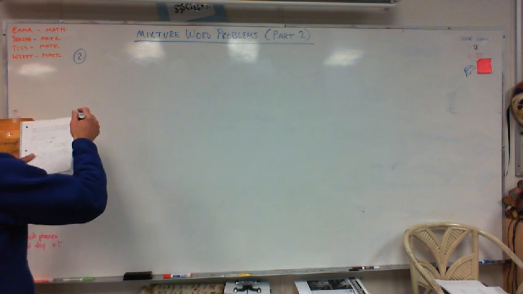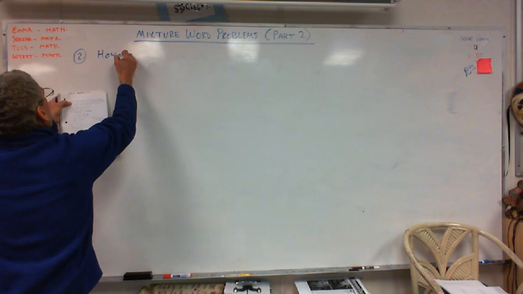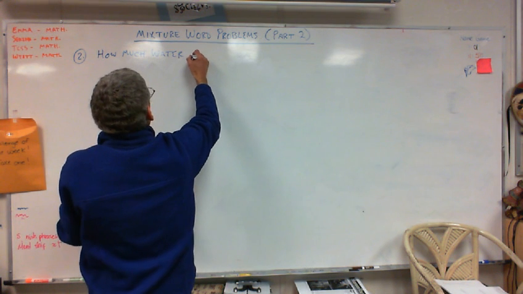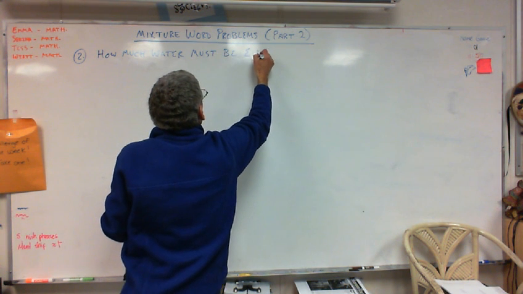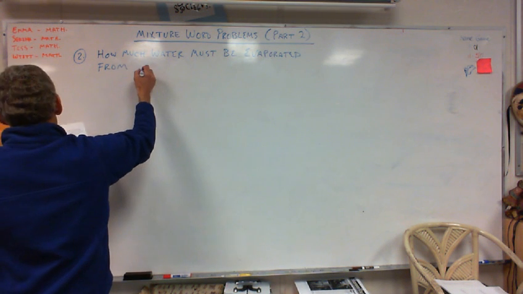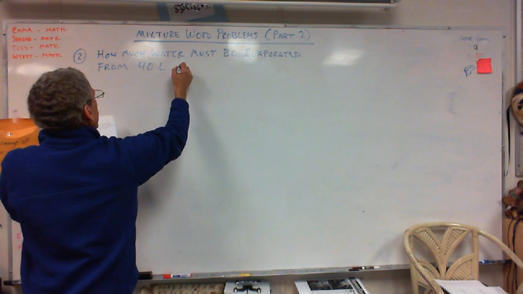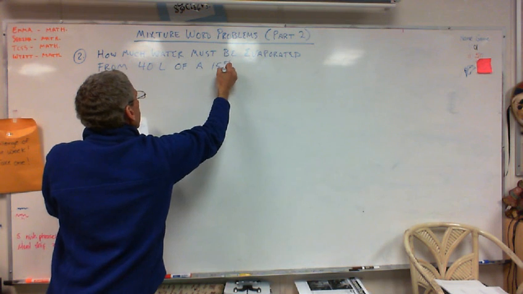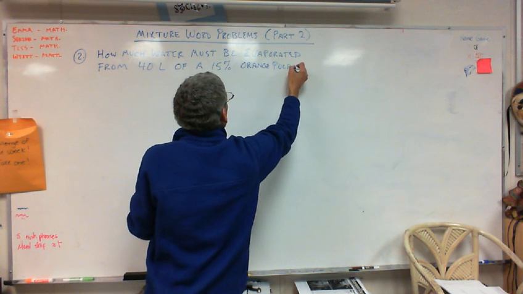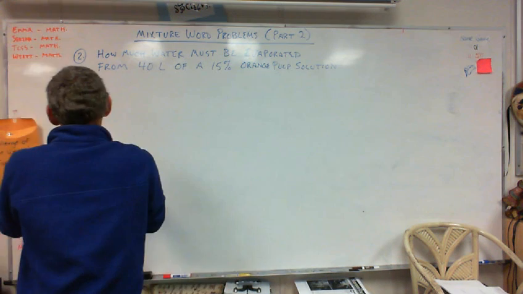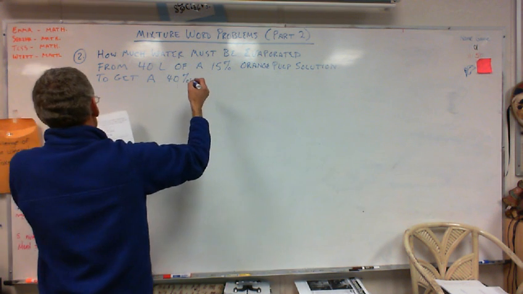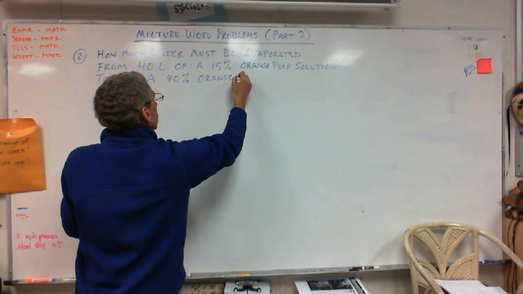Please, I want you to write the problem now as I write it. So I don't want to waste a lot of time right now. So how much water must be evaporated from 40 liters of a 15% orange pulp solution to get a 40% orange pulp solution.